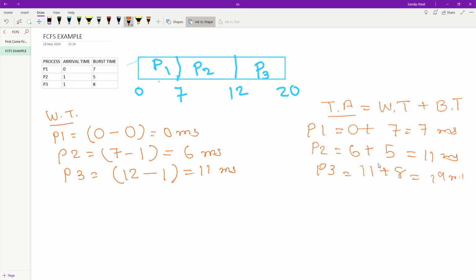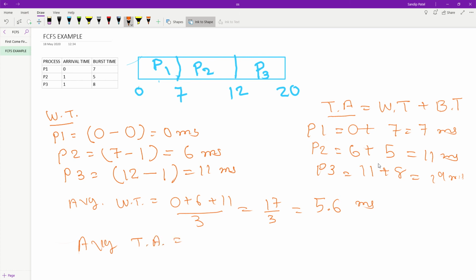So find out the average waiting time, equal to 0 plus 6 plus 11 divided by 3, that is equal to 17 divided by 3, which is 5.66 milliseconds. Okay. And the average turnaround time is the turnaround time of P1 plus P2 plus P3 divided by 3, that is equal to 37 by 3, which is 12.33 milliseconds.